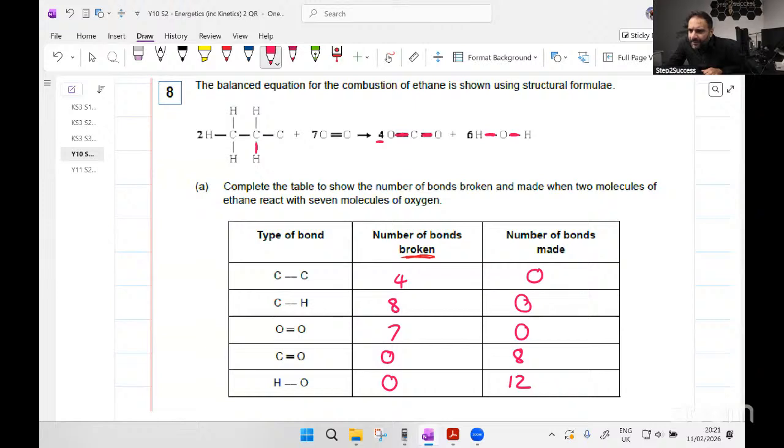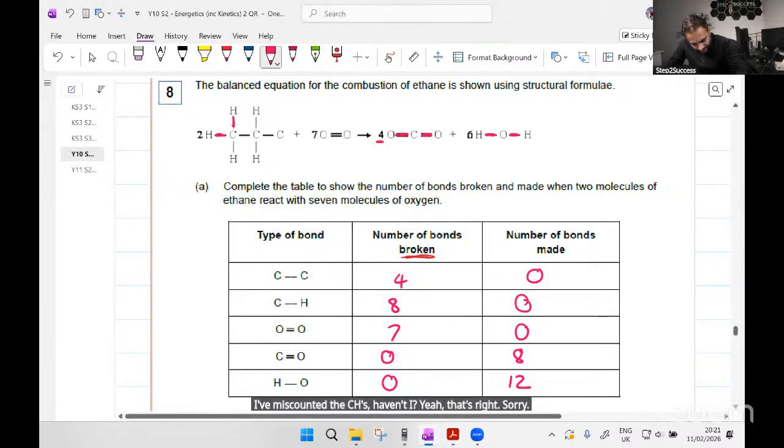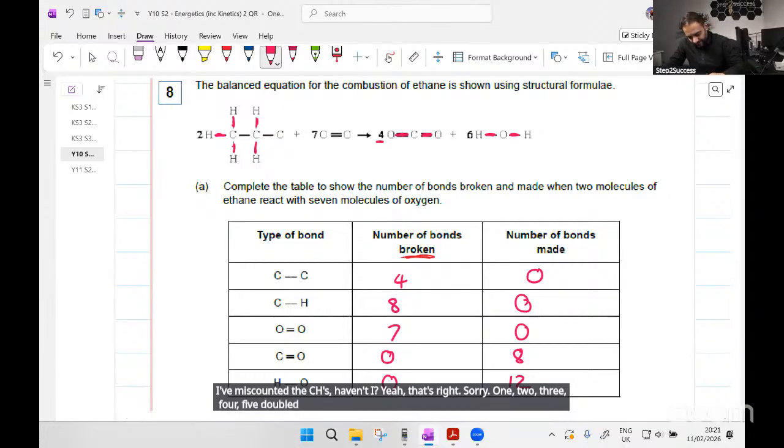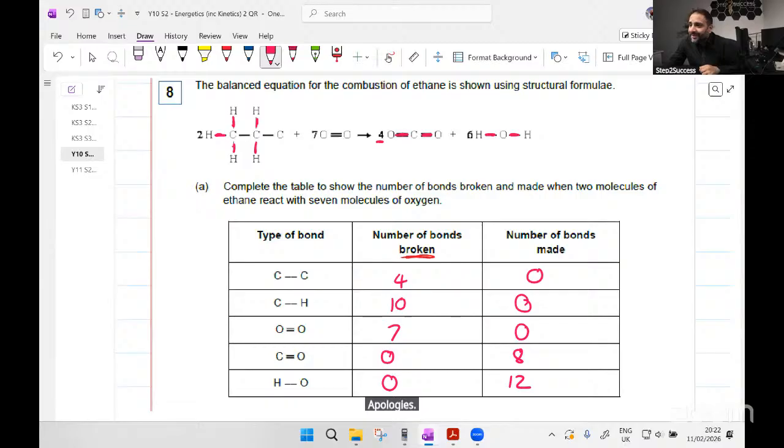Oh God, the mark scheme looked really wrong here. I've miscounted the CHs, haven't I? Yeah, that's right. Sorry. One, two, three, four, five, doubled is 10. Apologies. Yeah, there you go. Sorry, just a long day. Right, so it was 4, 10, and 7.